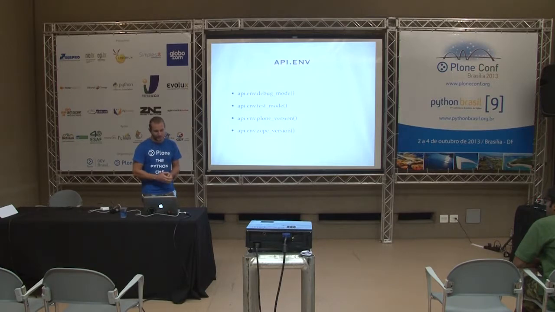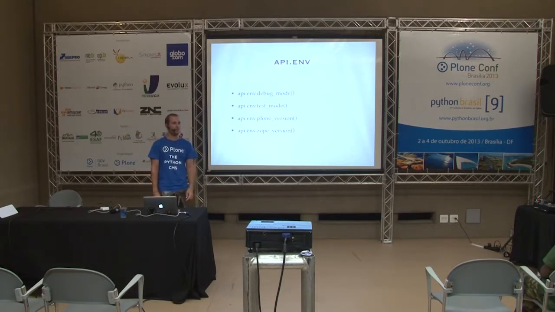What's coming up is more methods in the env module, like is this debug mode? Does anybody know off the top of their head how to know if you're in debug mode in Zope, in Plone? Because I always spend an hour looking for that. David, you don't count. And then also test mode: if you have some code that does not really run well in test, you could just disable it with this one.